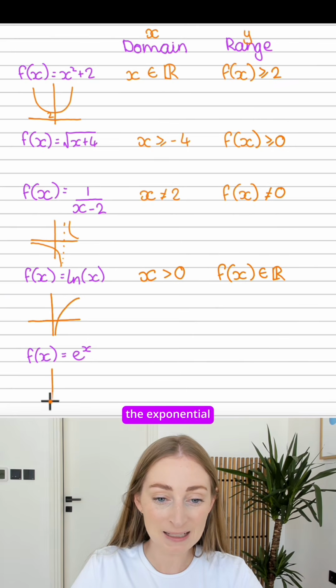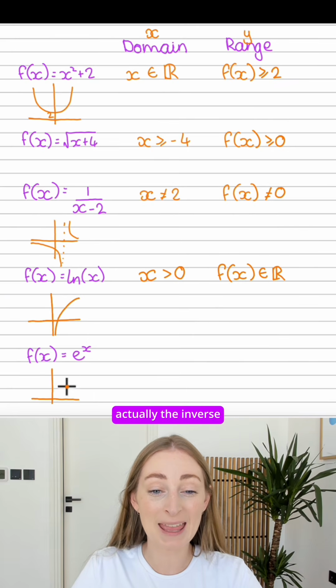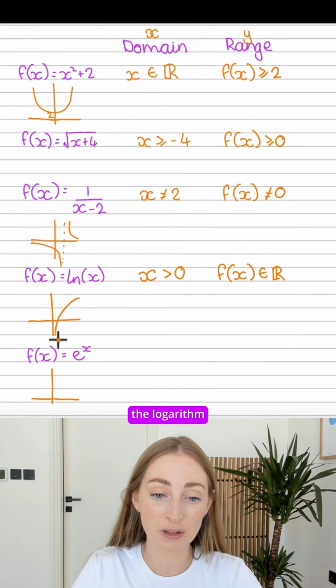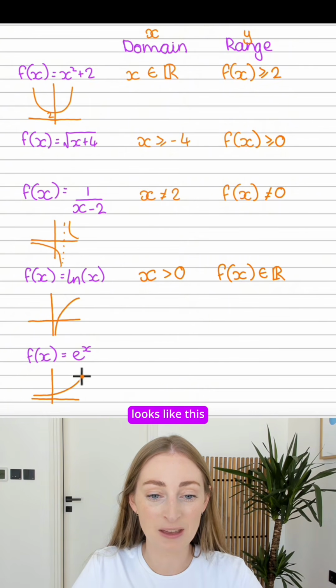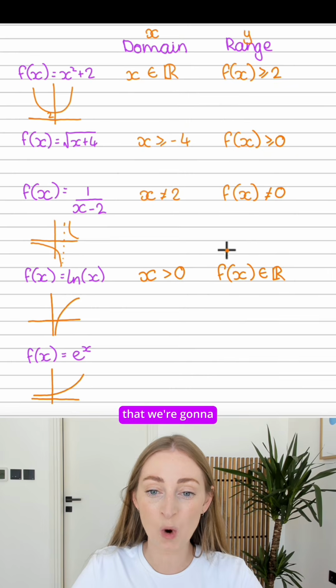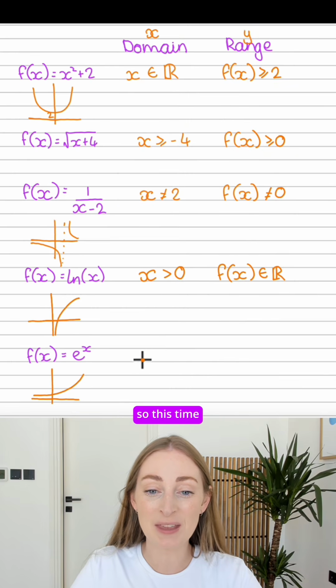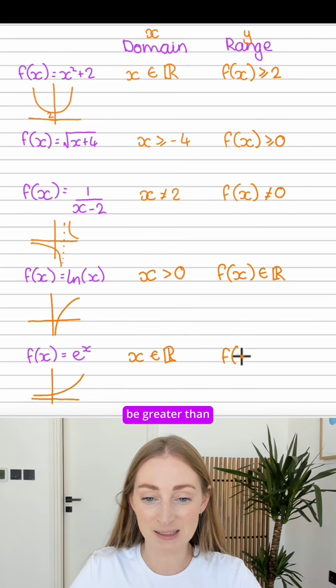The exponential of x is actually the inverse function of the logarithm. So the graph looks like this, and it means that we're going to swap these two around. So this time x can take any real values, and f of x has to be greater than 0.